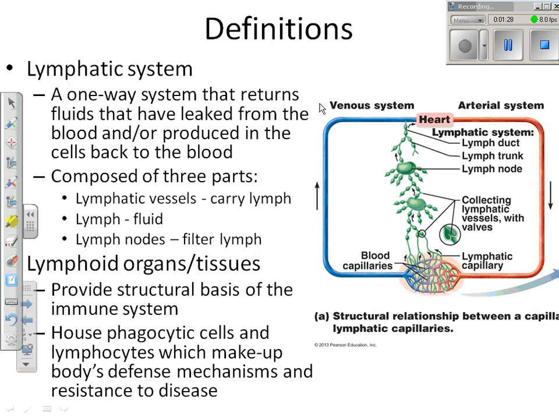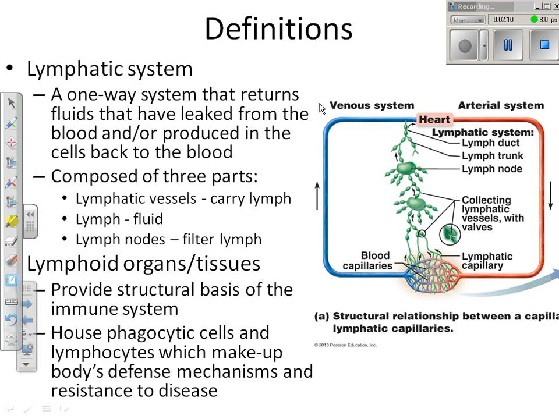All right, so basically, the lymphatic system is a one-way system, and fluids come into the system that have leaked from the blood, so it's linked to the blood, and are produced in the cells. Those are all going back to the blood. And here are the three parts. You've got your lymphatic vessels. That's what the lymph, which is the fluid that circulates through the lymphatic system, goes through. The lymph is the fluid. And then you have lymph nodes all throughout this lymphatic system, and they're little filtering mechanisms or organs. We'll look at the structure of these little lymph nodes in a moment.